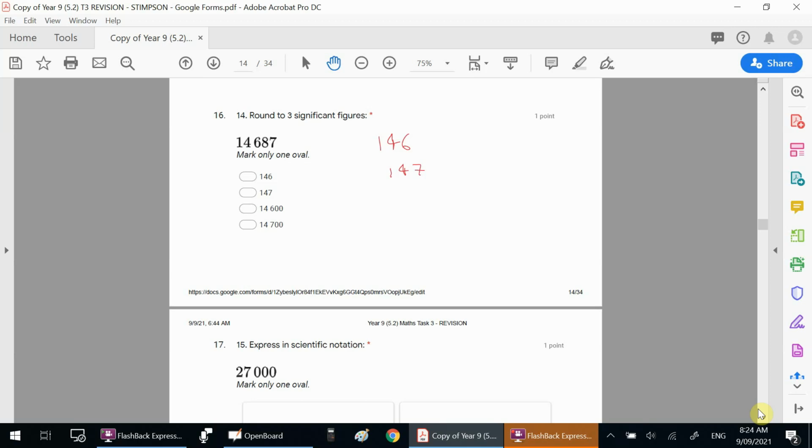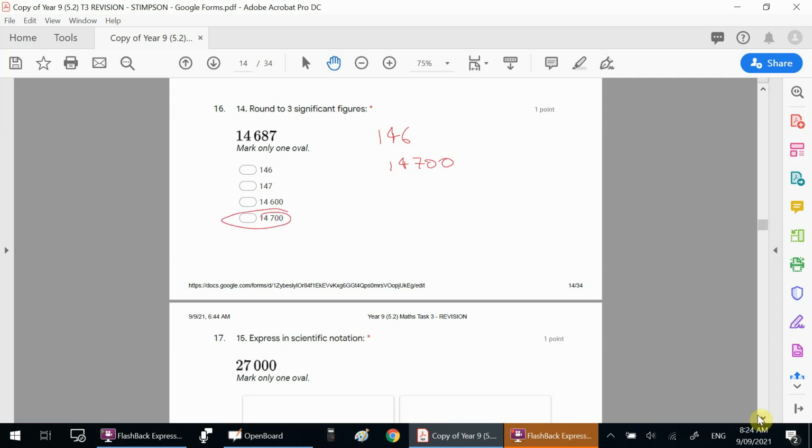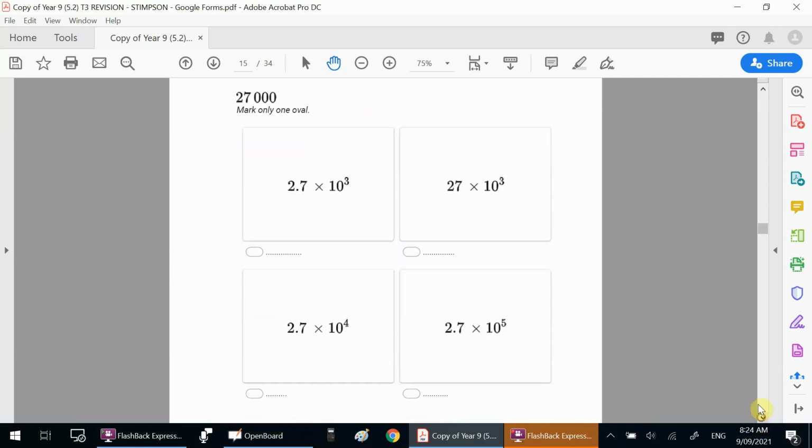14687. So we got an extra 2 zeros, which don't count in the significant figures. And that's the answer. 3 significant figures rounded with 2 zeros. So there you go. And doing ones with decimals is a bit different. Have a look at that video, you can see what I mean.